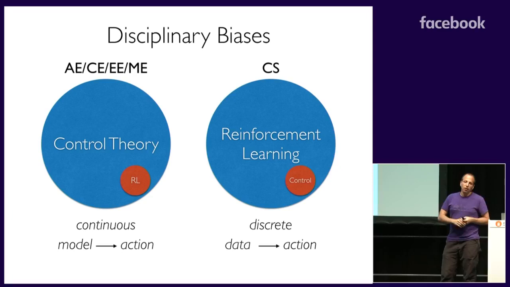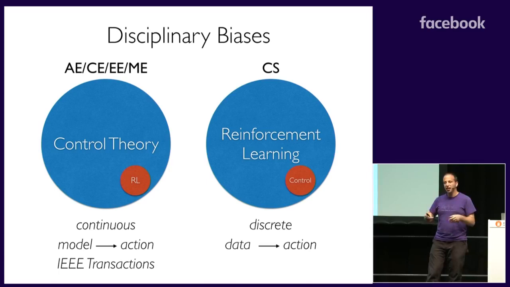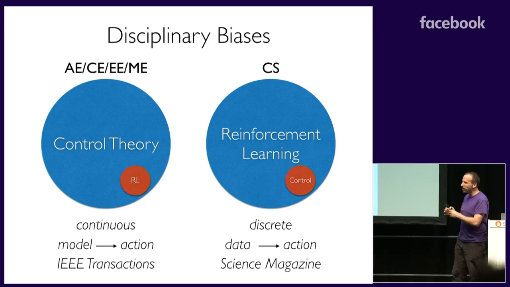In reinforcement learning, data is really the key, right? Everything in reinforcement learning is how do you take data and just turn it directly into actions. And I guess the other main difference between controls and reinforcement learning, right, is that controls gets published in very stuffy IEEE journals, and reinforcement learning, of course, gets published in the front page of the New York Times sometimes, right? So different in their PR departments as well.